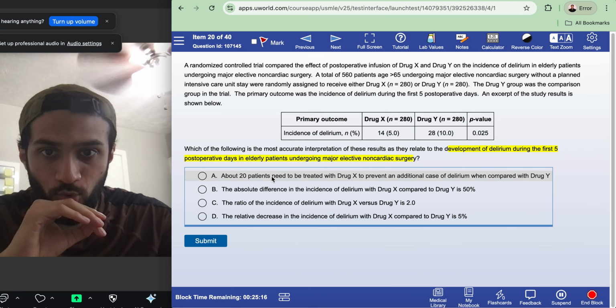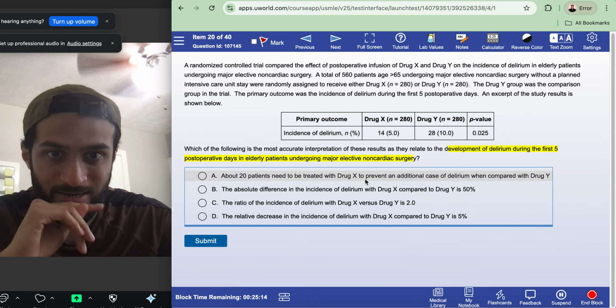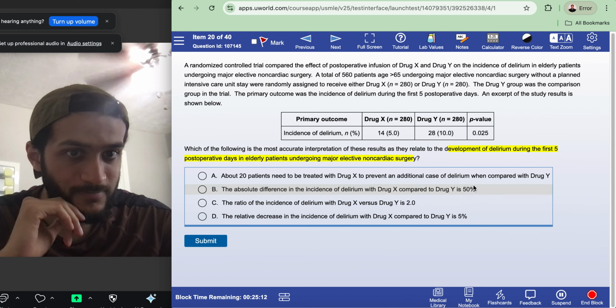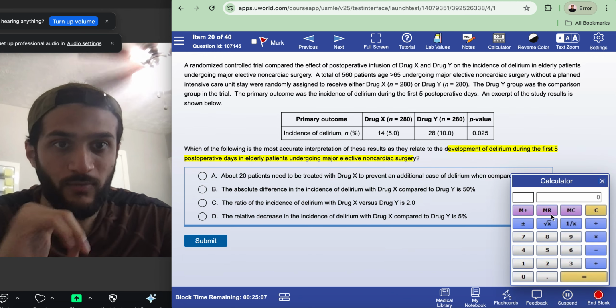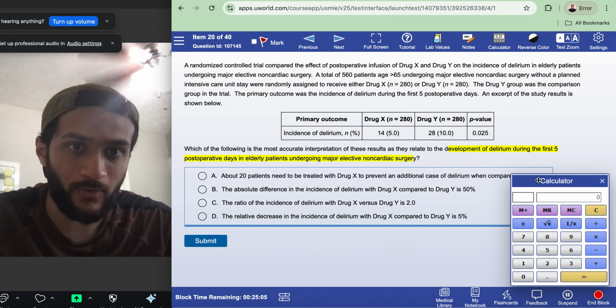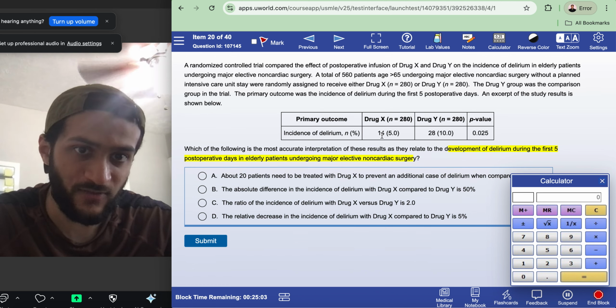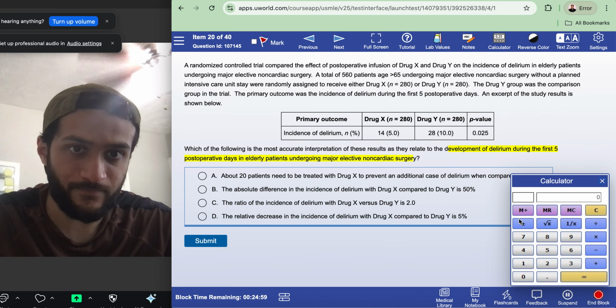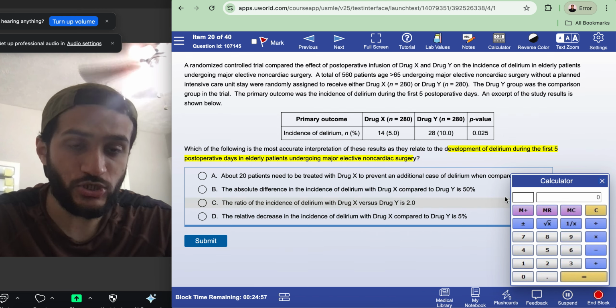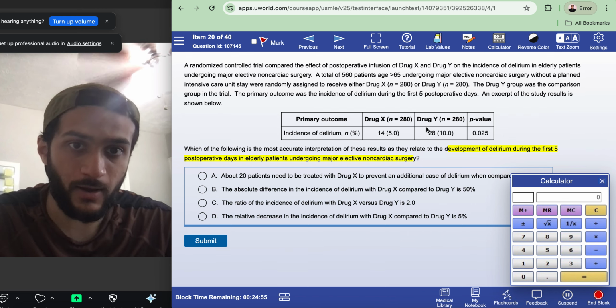About 20 patients need to be treated with drug X to see an additional case prevented compared to drug Y. So we have a number needed to treat. We need to calculate that. So that's going to be 10 minus 5, which is 5, and 1 divided by 5. Sorry, that's going to be 0.05. So 1 divided by 0.05 is going to be 20.